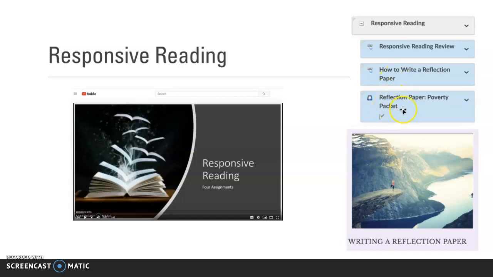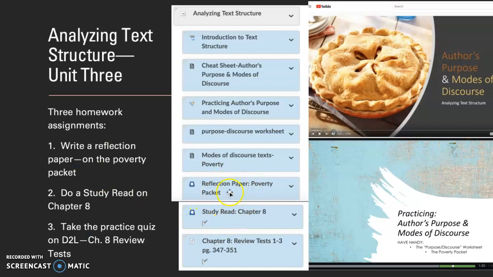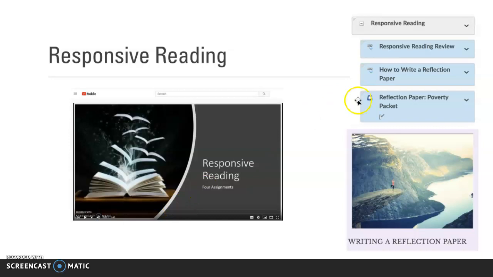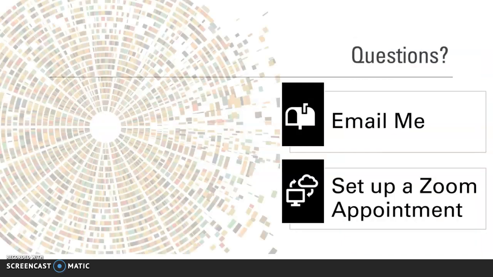I linked the Poverty Packet reflection paper here as well, because it really is part of a responsive reading. It's one part of it. So I linked it here, but this goes to the same exact spot as this. It's the same assignment folder. So you're only writing one reflection paper. You can either get the link in this folder or in this folder. It just goes to the same spot. Okay? So that is that. That is our week together.